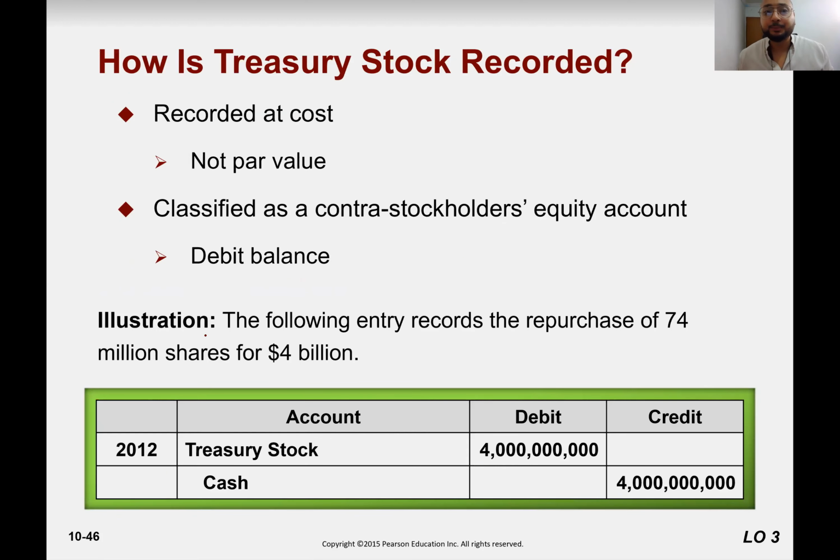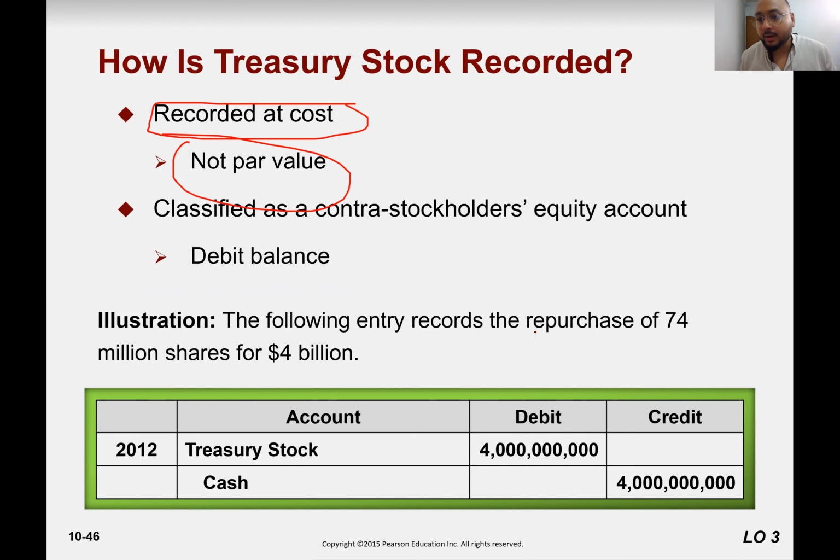So what is the entry? So first of all, the recording must be recorded at cost, which means not at the par value. So if you buy back stocks for $3,300, you just record $3,300. And remember, the treasury account is a contra account of the common stock. If common stock increases, it's credit. If treasury stock increases, it's debit. Decrease in common stock equity, right?